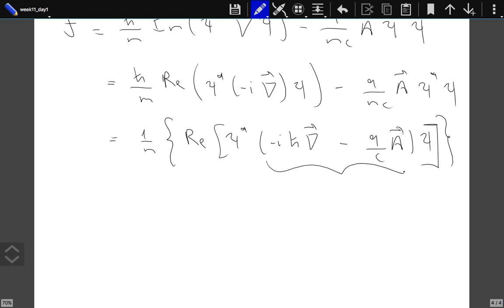If you remember, this basically corresponds to what we defined as the kinetic momentum. It's not the canonical momentum, it's the kinetic momentum in the sense that in the Heisenberg picture, pi is just m dr by dt.